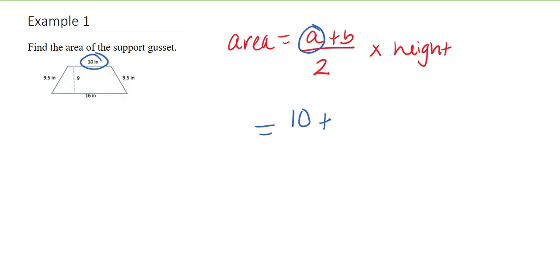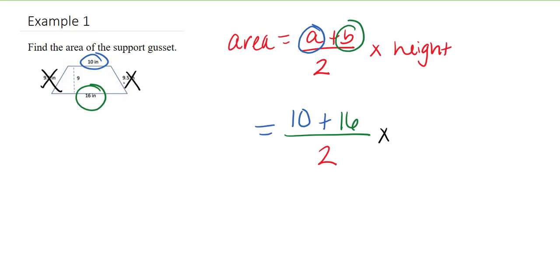And then we're going to add the other side, which is B. We're going to say it's that line because it's the only other line of the other parallel lines that we have not accounted for. So 16. Then we're going to divide by 2, and then multiply by the height. Now, we don't care about these numbers because that doesn't give us height. We want to find the distance between the two parallel lines, which will be this 9.